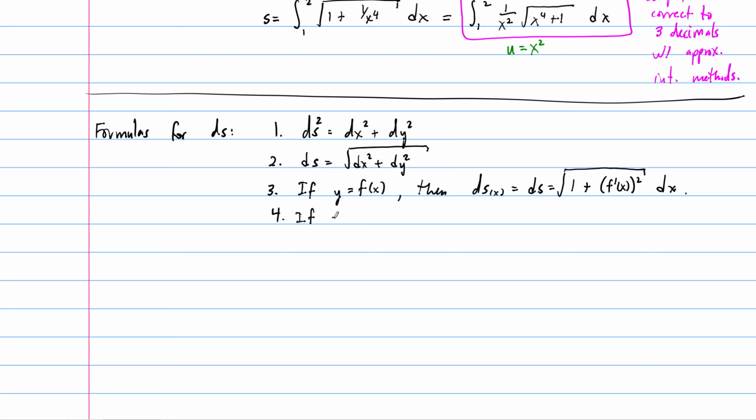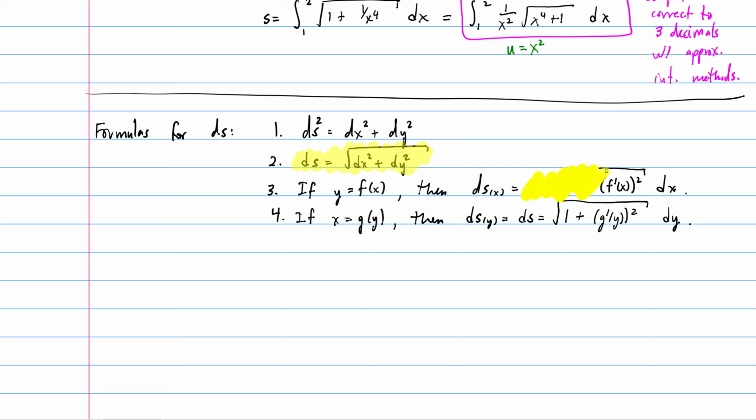So if x is a function of y, so if x is equal to g of y, then our ds as a function of y, which again is still just ds but represented as a function of y, what's it going to be? Well, this time it's going to be 1. Everything's going to be the same, except it's going to be in terms of y. So it's going to be the square root of 1 plus g prime of y squared, times dy. So these are the different formulas for our differential ds. The main ones are these, and this is exactly what we're going to integrate when we're computing the arc length of a curve.